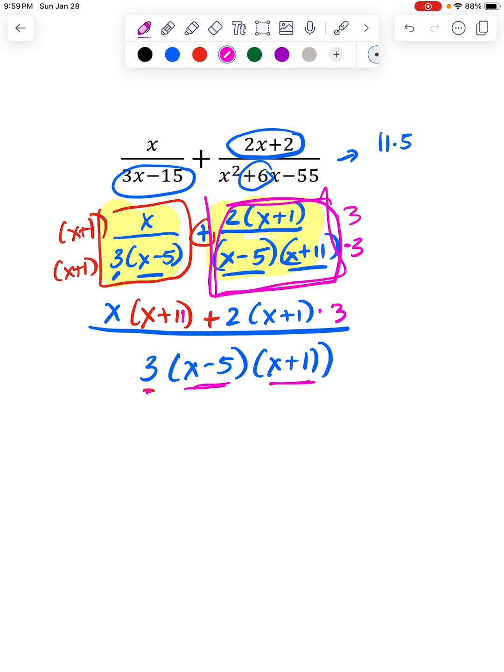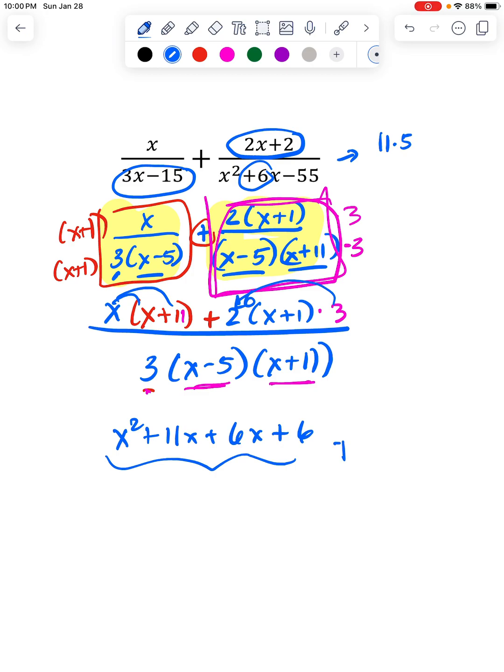So when I go to do the top, I'm going to get x squared when I distribute this plus 11x plus this 3 and this 2 make a 6, which gets distributed to this part as 6x plus 6. That, and I'm just working on the top again, turns into x squared plus 17x plus 6 because of this.